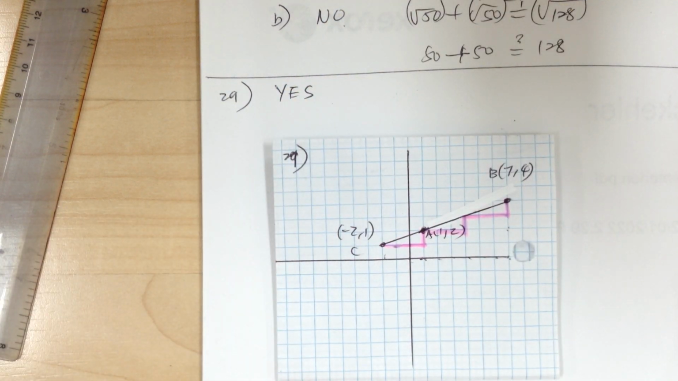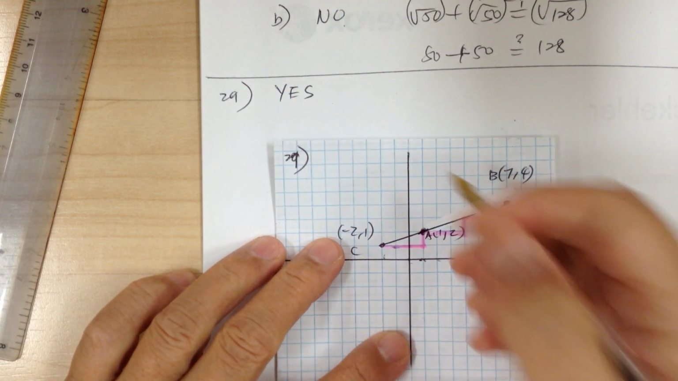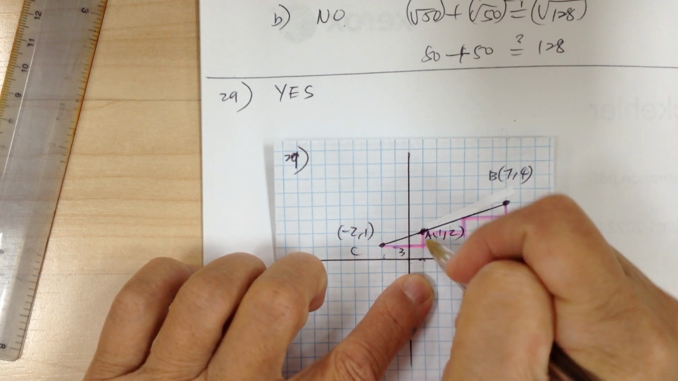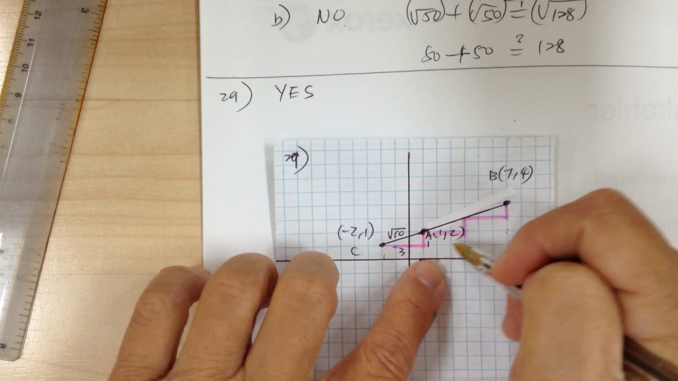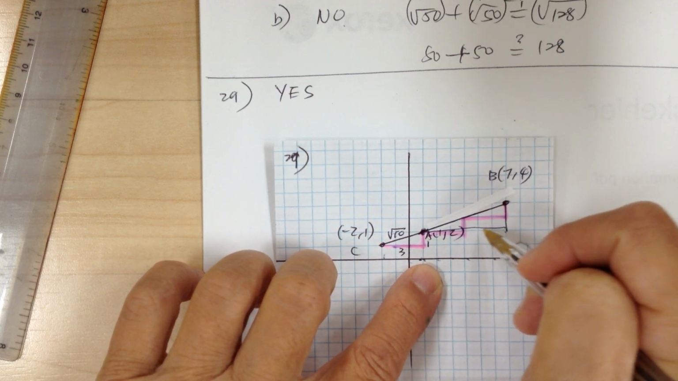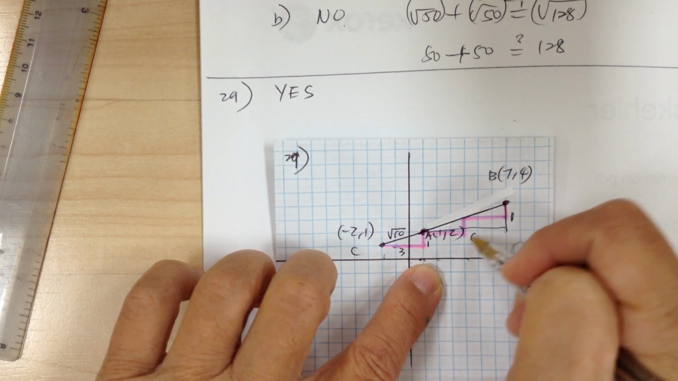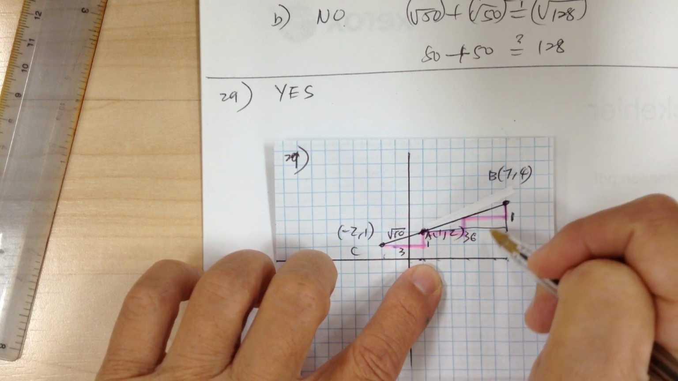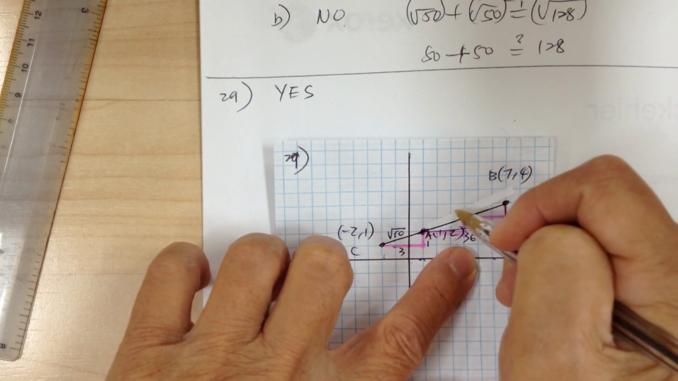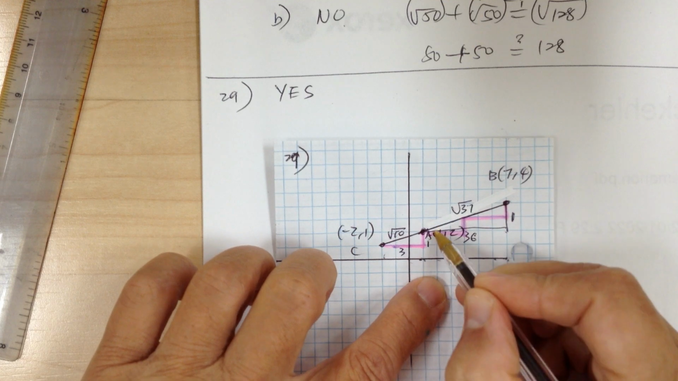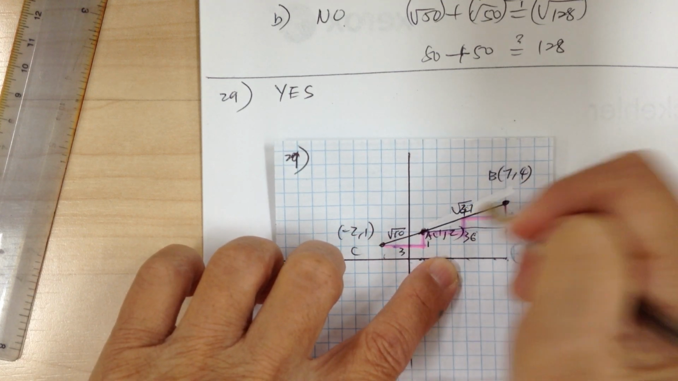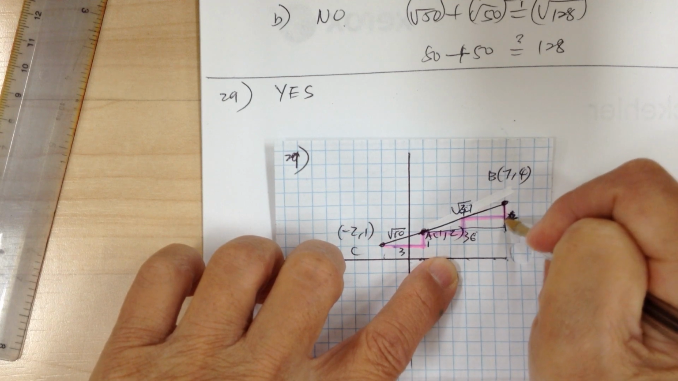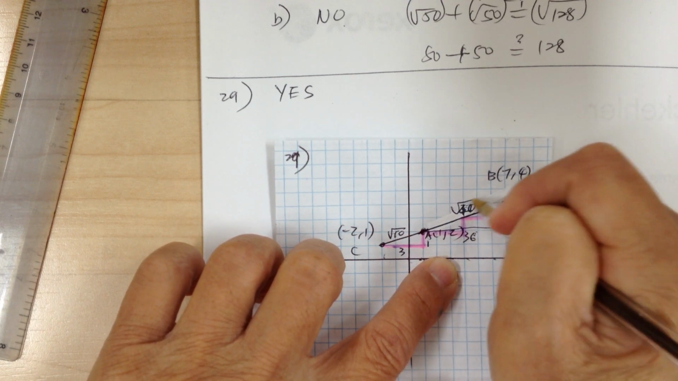But they ask you to do it by distance. To do the distance, this is 3, this is 1, so this will be square root of 10, right? And from here to here, this is 6 and this is 1, so 6 squared is 36, and so this would be square root of 37. And 2 squared is 4, so it would be 40.